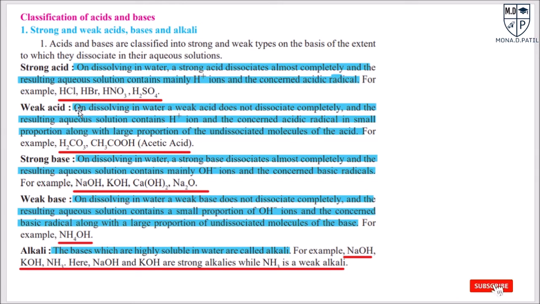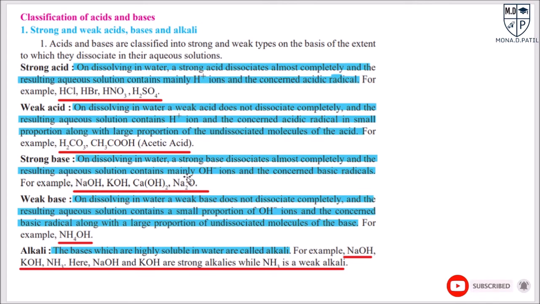Now weak acid. On dissolving in water, a weak acid does not dissociate completely and the resulting aqueous solution contains H plus ion and the concerned acidic radical in small proportion along with a large proportion of undissociated molecules of the acid. For example, hydrogen carbonate, then acetic acid is an example of weak acid.